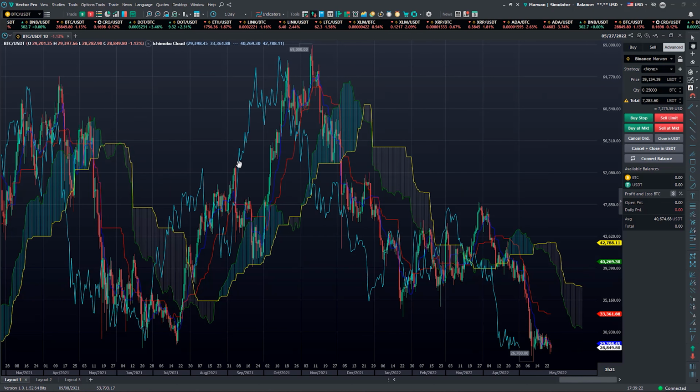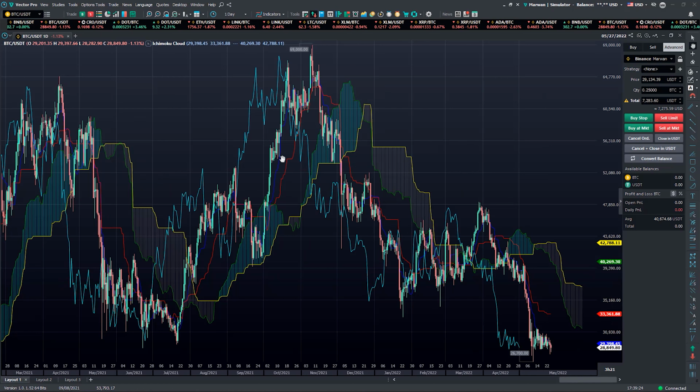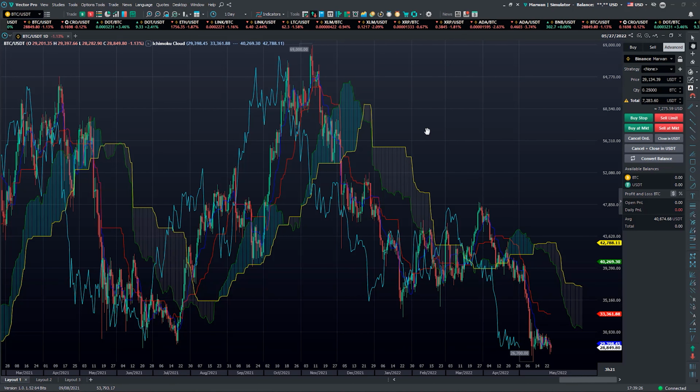The Tenkan Sen, or conversion line, is outlined here in navy blue, and is a short-term moving average of the last 9 periods. It tells us about short-term support and resistance levels. The Kijun Sen line, or our baseline, beside it to the right in red on our chart, is our long-term moving average for the last 26 periods. It also provides us with information about medium support and resistance levels.